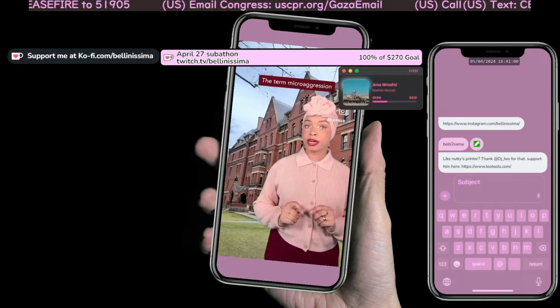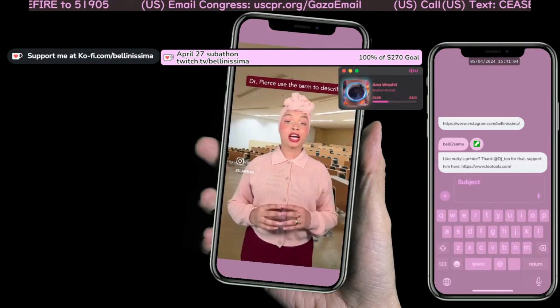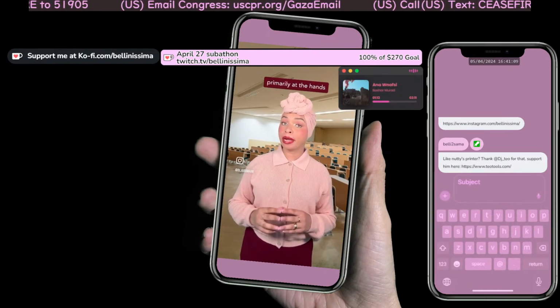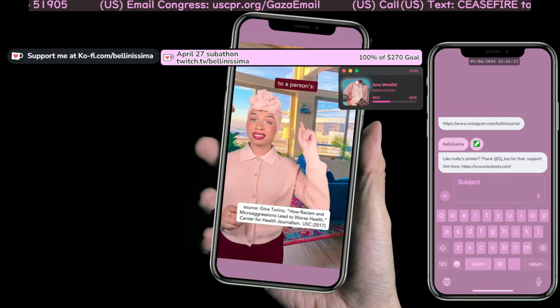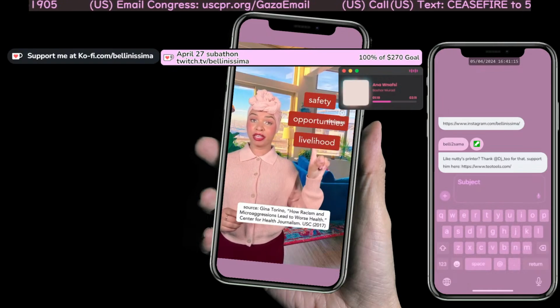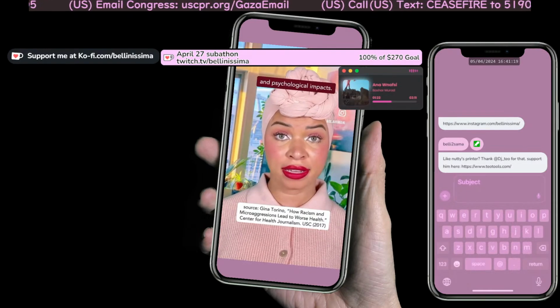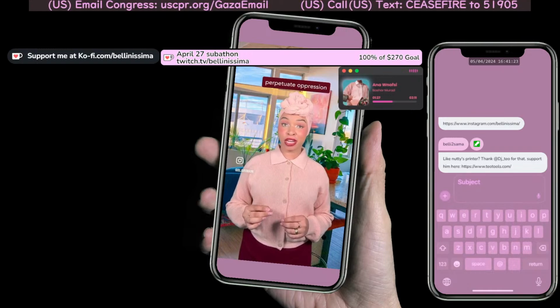The term microaggression was coined in the 1970s by Harvard psychiatrist Dr. Chester M. Pierce. Dr. Pierce used the term to describe the harmful treatment that Black people are subjected to, primarily at the hands of non-Black folks. Microaggressions can be detrimental to a person's safety, opportunities, livelihood, personhood, and may even have adverse physiological and psychological impacts. These small actions are often the way in which we individually perpetuate oppression interpersonally.